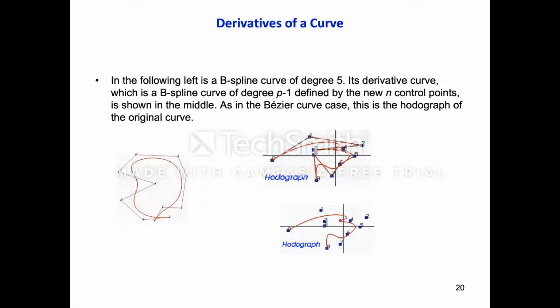In the following, left is a B-spline curve of degree p. Its derivative, which is also a B-spline curve of degree p minus 1, is defined by the n new control points. As in the Bezier curve case, this is a hodograph of the original curve. A hodograph is a vectorial visual representation of a solid figure. Here we can see that the hodograph in the first figure is with the control points and the second one is without the control points.